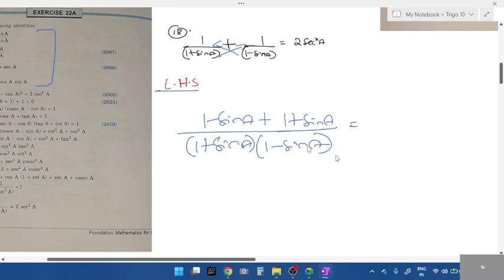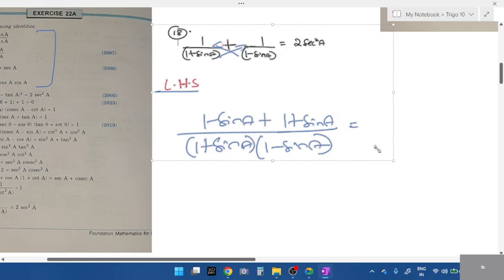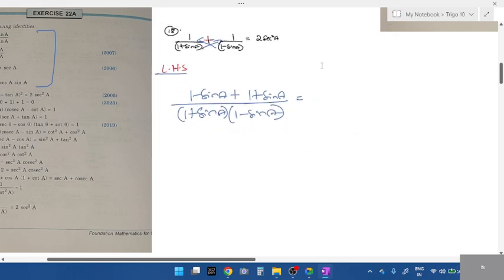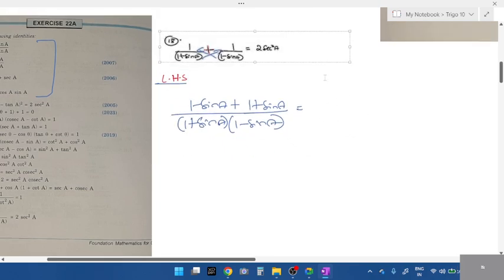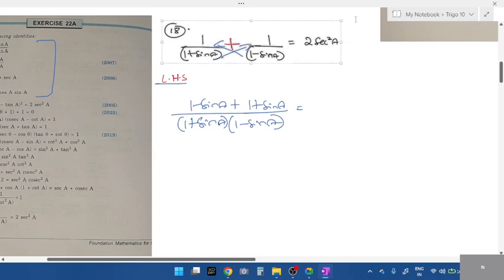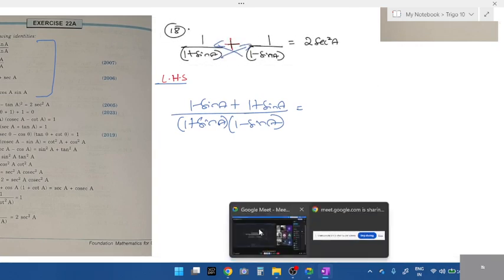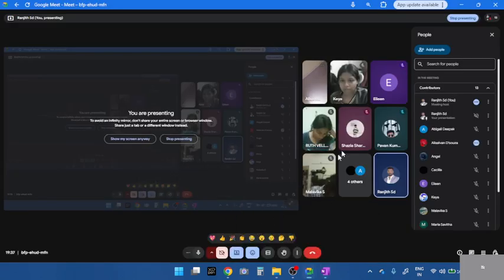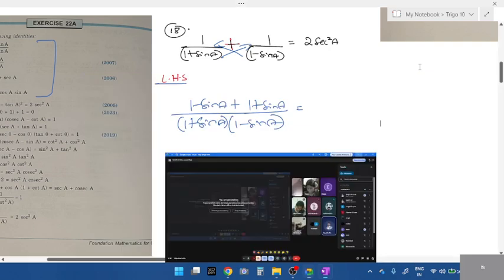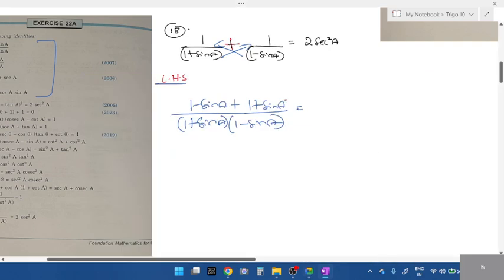No. Wait. Let the others complete. Others, did you try it? Yes. Eileen, Angel, done. Abigail, Malavika. I've given you a clue here. Look here. Sin A gets cancelled. We already have 2 in the numerator. Denominator, what does it look like, students?